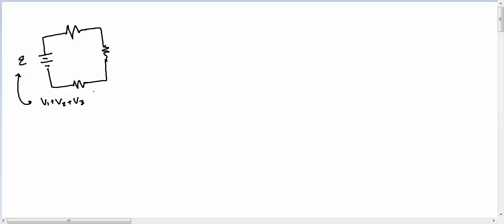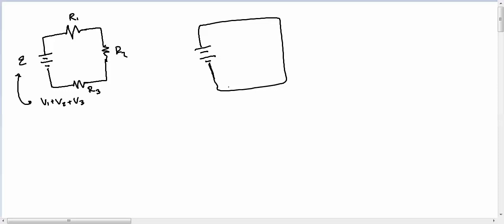Okay? Now what we want to do is figure out, if we have R1 and R2 and R3, we want to simplify this circuit. We don't want three resistors. What if we connected the same battery to the circuit, but we replaced those three resistors with one resistor?